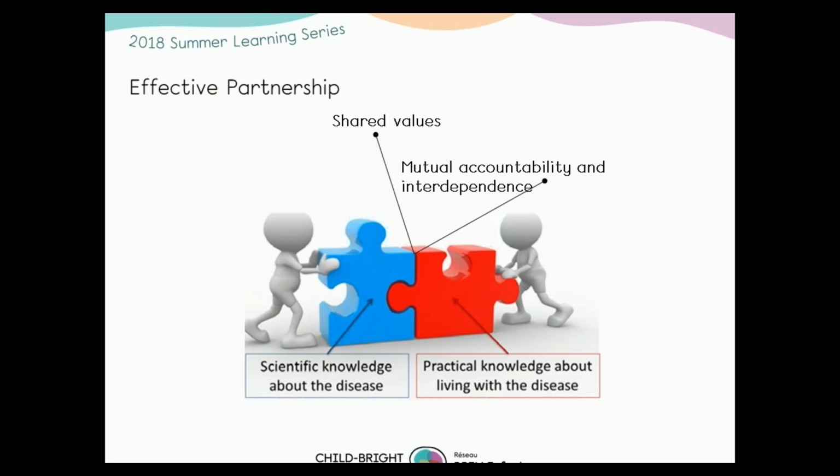The second aspect that is crucial to effective partnership is this idea of mutual accountability and interdependence. And so as a partnership, all team members equally share in the risks and rewards of the project. And really what this comes down to is that the research process itself is more democratized and team members depend on and keep each other accountable.